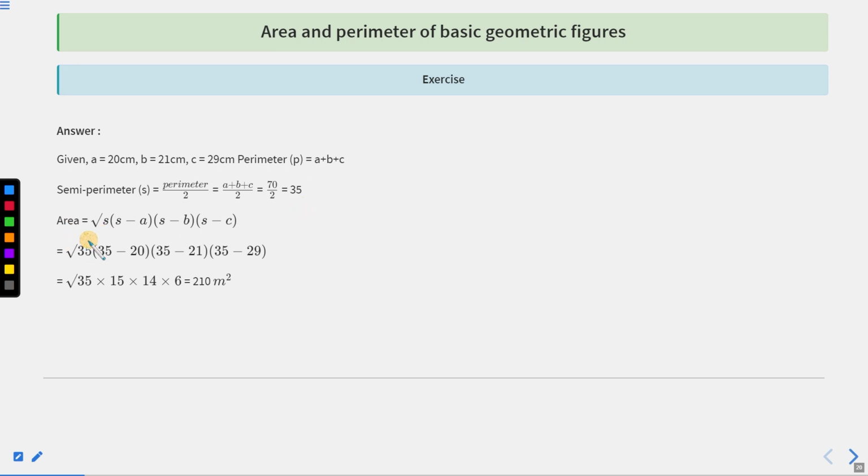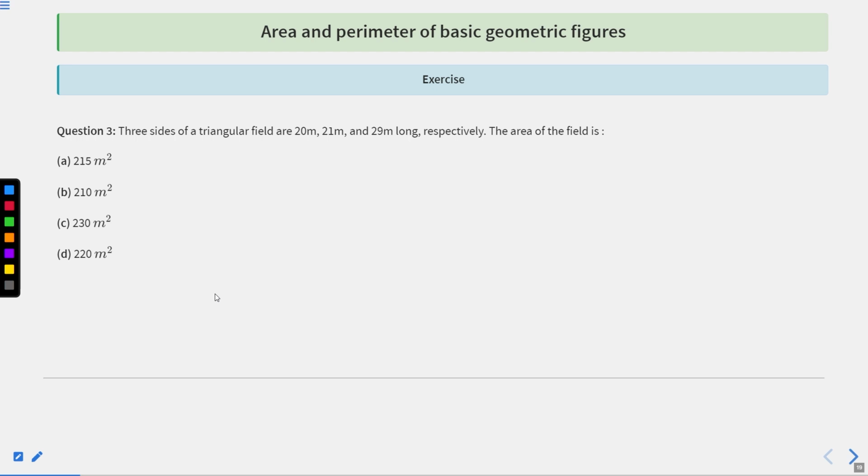So substitute the values in the area of the triangle. That will be root of 35 times (35 minus 20) times (35 minus 21) times (35 minus 29), and on simplification it gives 210 meter square. So option number B is correct.